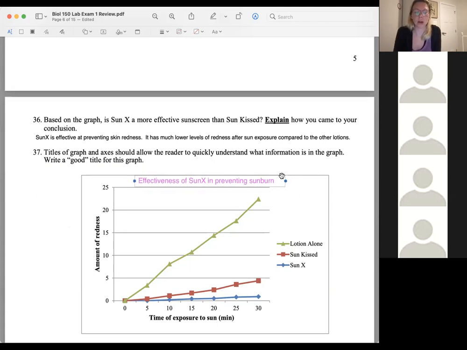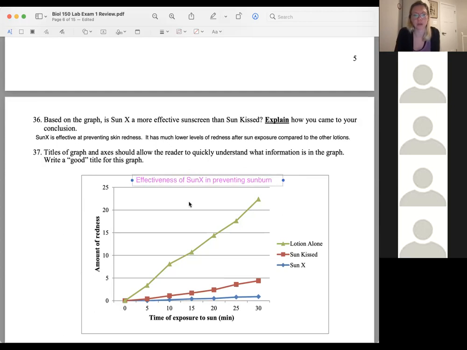So one way to come up with a really good title is you want to tell the reader the relationship between variables. So you can look to what the axis labels are to help you come up with that. So rather than saying effective versus ineffective sunscreen, you could also say comparing amount of redness in 3 sunscreen lotions, or effectiveness of SunX in preventing sunburn, something like that.